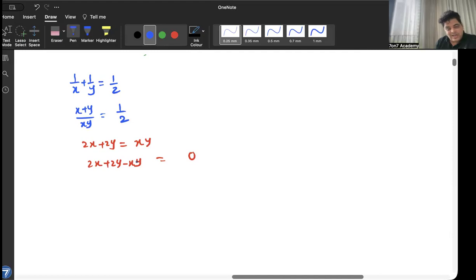Now you add, see, pair it, just like you are pairing this and this. So you just write here 2x, and then write 2y minus xy, is equal to 0. Now what I'm doing actually, I'm adding something. If I take minus y common here, what I'll get? x minus 2.